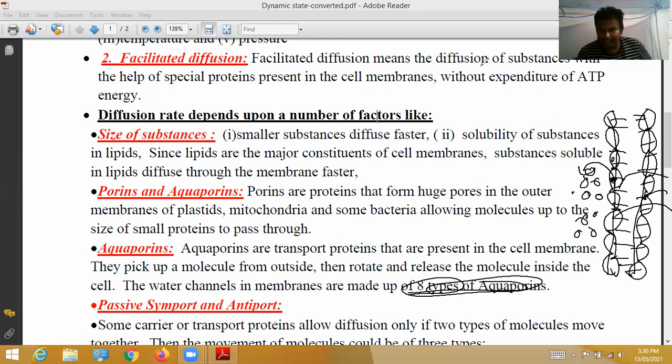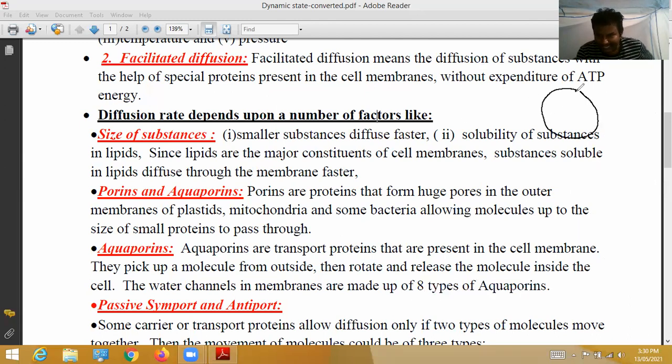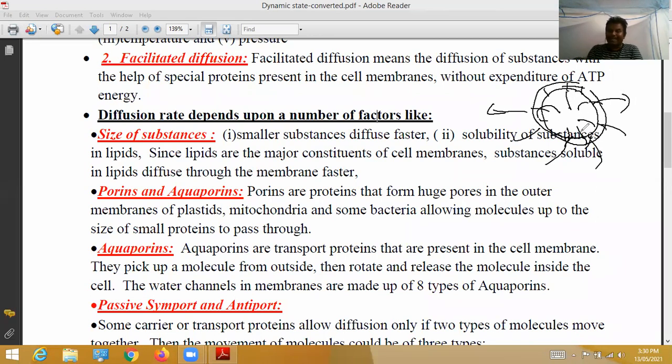So that's all. For example, assume this is a cell, covered by the cell membrane. In this membrane, various kinds of aquaporins are accommodated. Those aquaporins collect various kinds of materials from outside, rotate their direction, and release the molecules inside. Those are called aquaporins. So in the cell membrane, 8 different types of aquaporins are present.